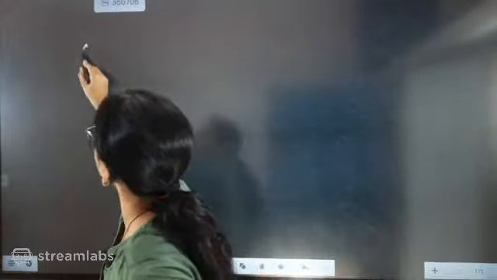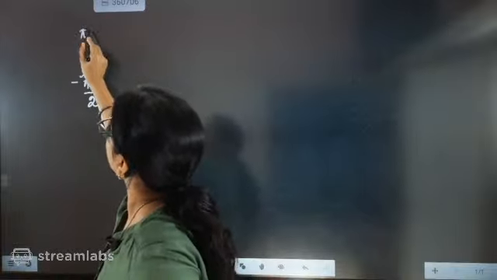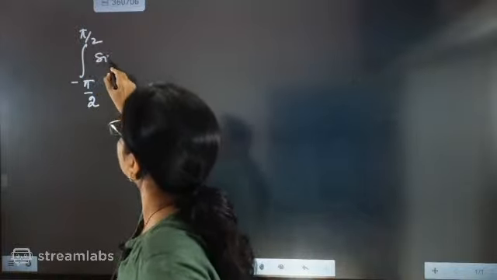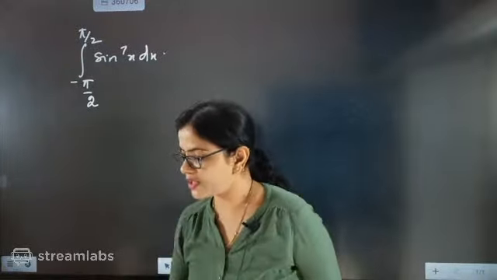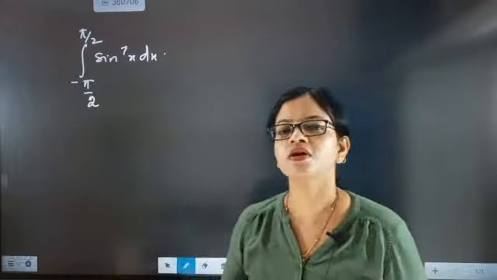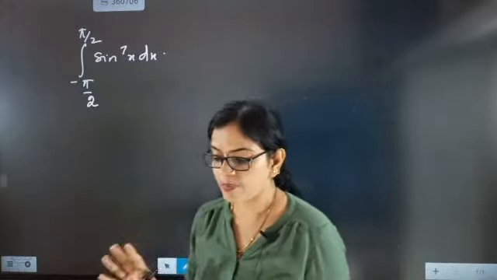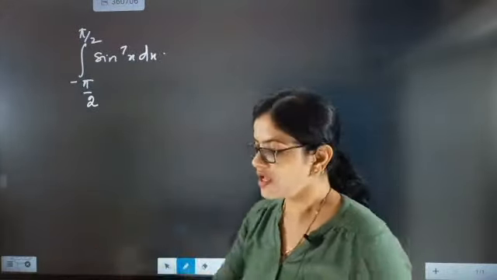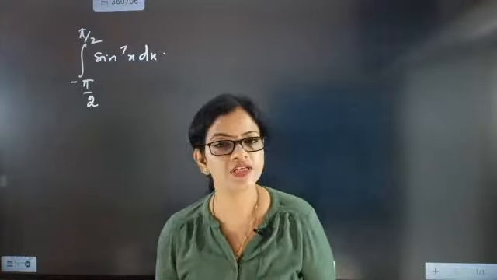Now the first question we are going to encounter is minus pi by 2 to pi by 2, sine to the power 7x dx. When this question is there, rather than solving the question, shall we check it by the property? What property have we done? With the help of that property we will be solving, it will be easy for us.